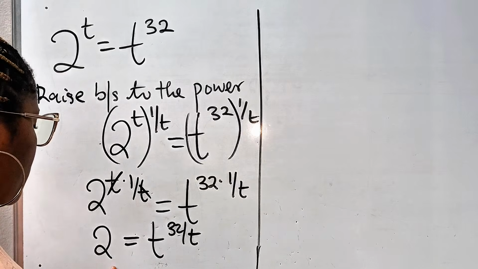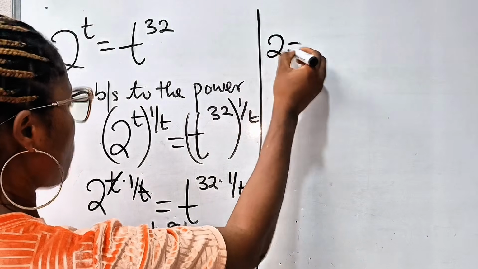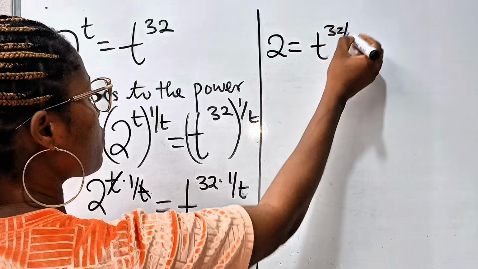So now we have this. Let me rewrite it here. 2 is equal to t to the power of 32 over t.